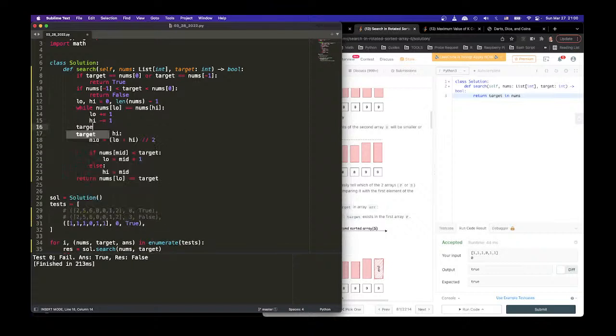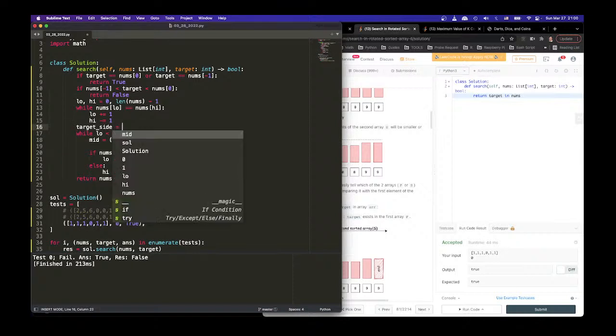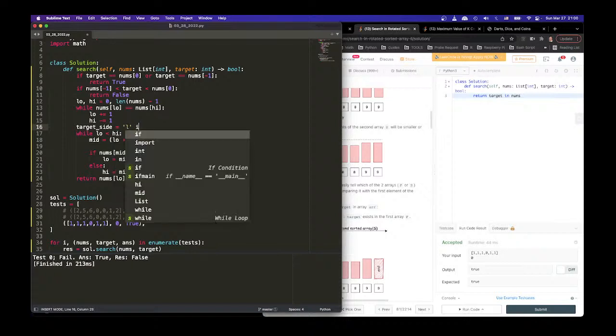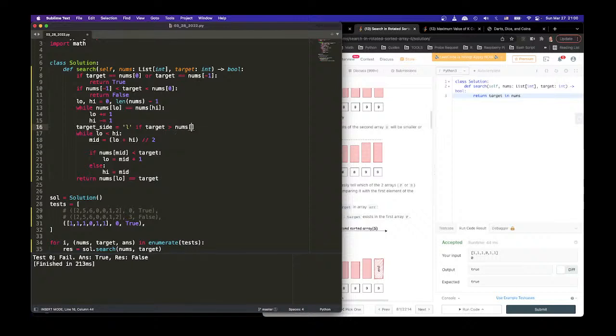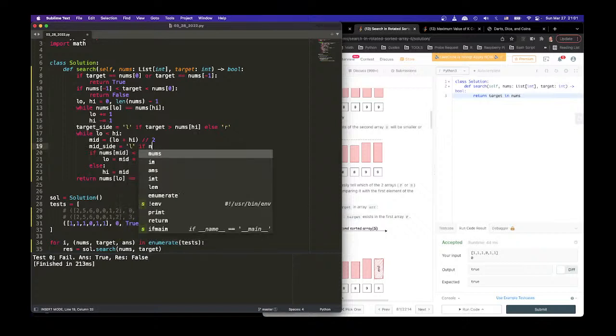So we just say target side equals left, right? If I say target is larger than nums, I don't know, nums high, right? If it's larger than that, it can go on the left hand side. Else, right, okay? And now I have mid, so same thing. So mid side will equal left if nums mid is larger than nums high.